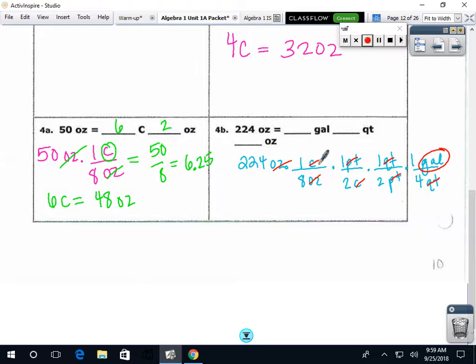I'm left with 224 times 1 times 1 times 1 times 1 on top, so just 224. On the bottom, I'm left with 8 times 2 times 2 times 4, which is 128. And 224 divided by 128 is 1.75. So that's definitely 1 whole gallon, and then 3/4 of a gallon. Well, 1 gallon is how many quarts? 4. So 3/4 of a gallon would be how many quarts? 3. And then there'd be 0 ounces left over.